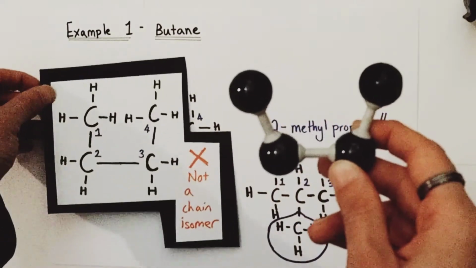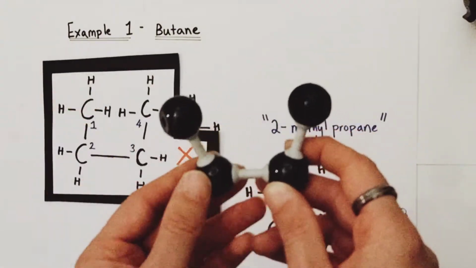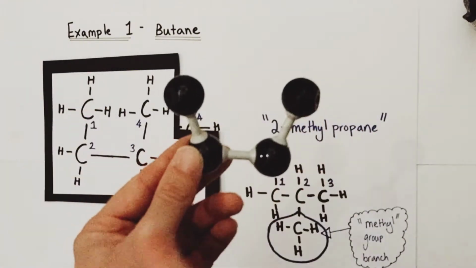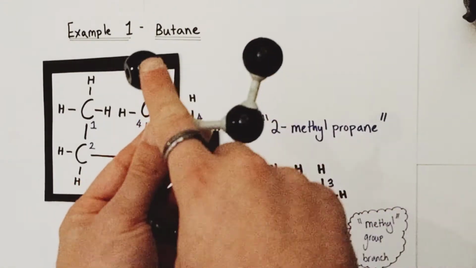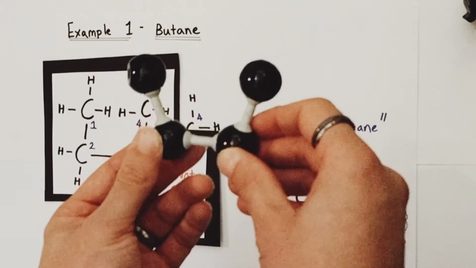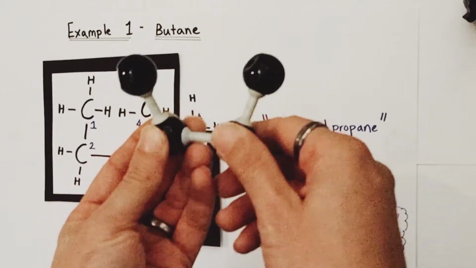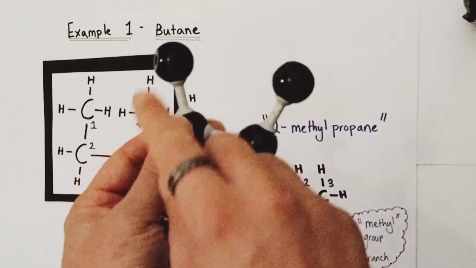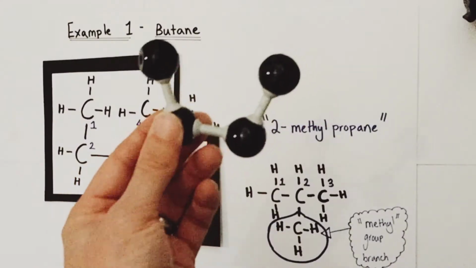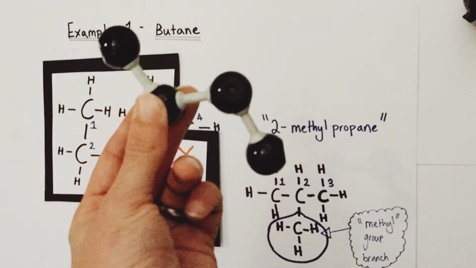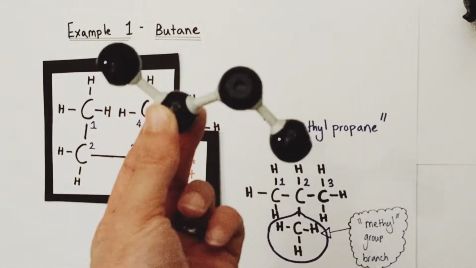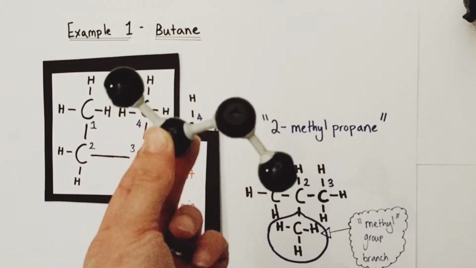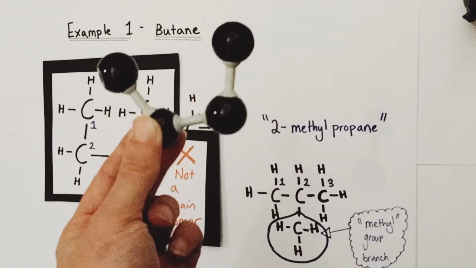This is not an isomer of butane because it's still the same structural arrangement. It's still 4 carbons bonded together in a straight chain configuration. All I've done is twist that chain to create this U-shaped bend. But in reality, it's still the original molecule with a slight twist in it. I haven't done anything fundamentally to change the structure of this molecule. It looks exactly the same. I've simply created a kink.